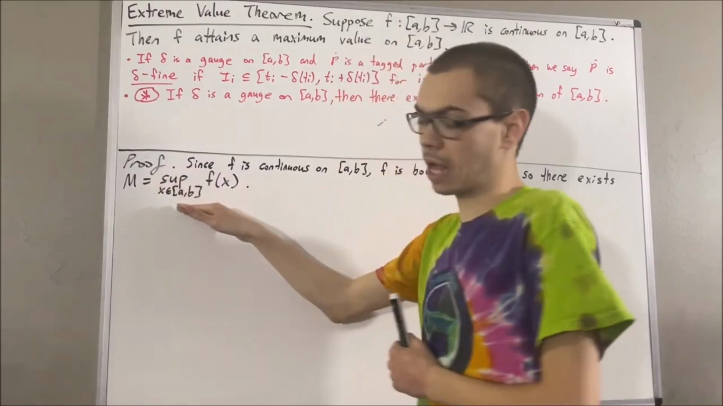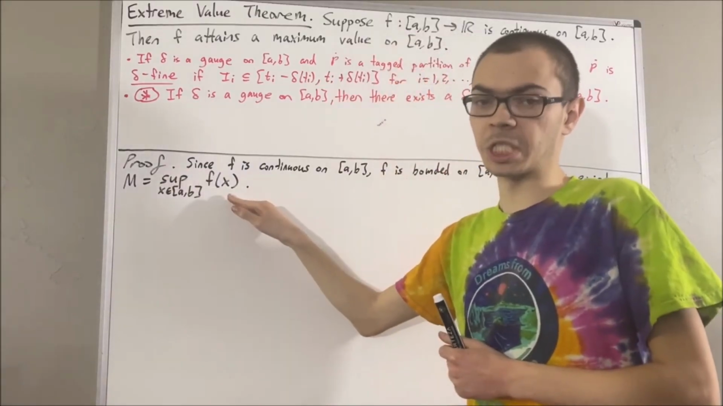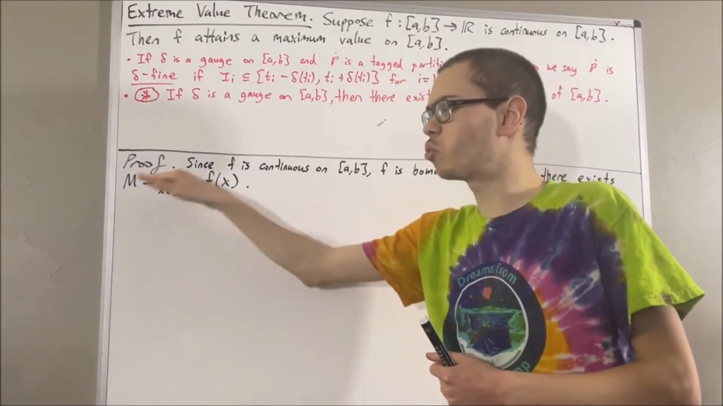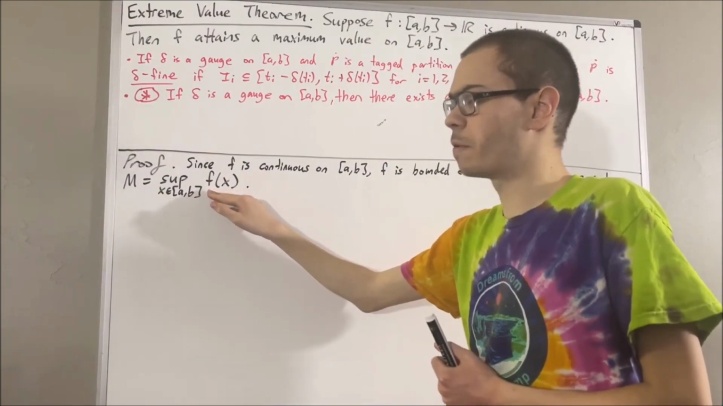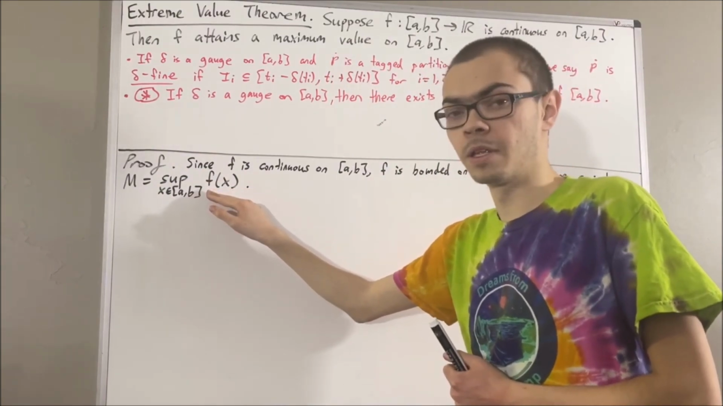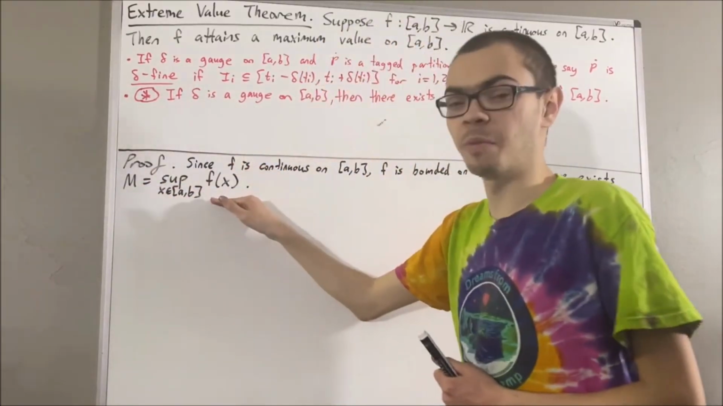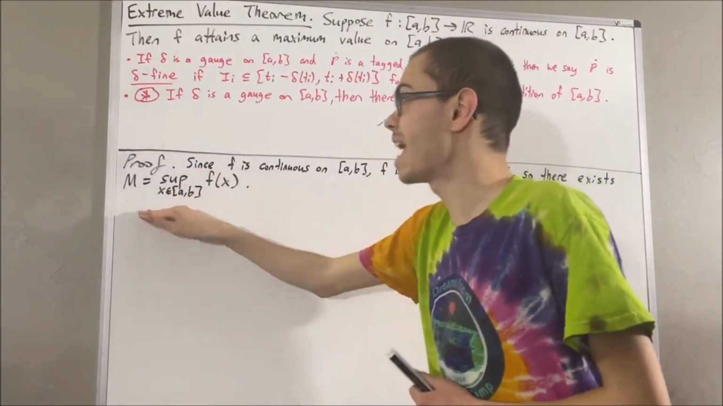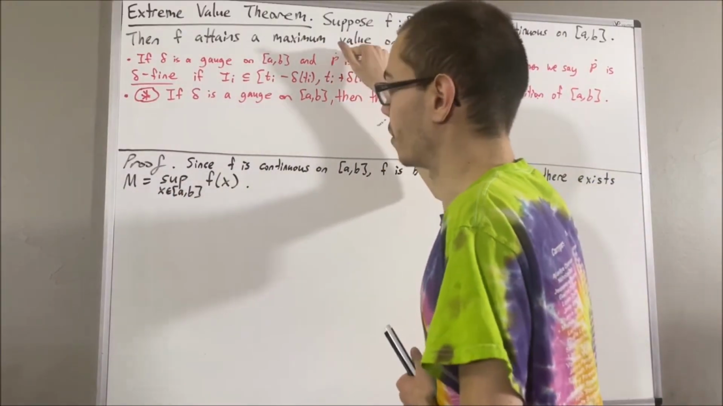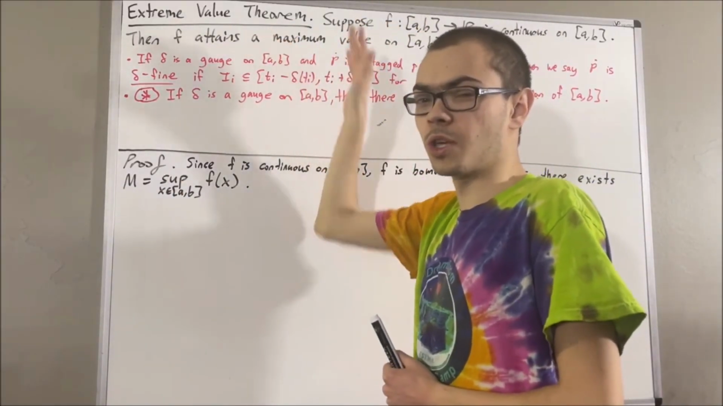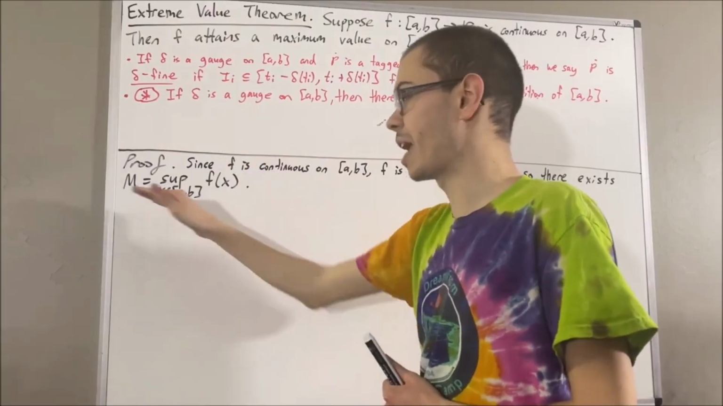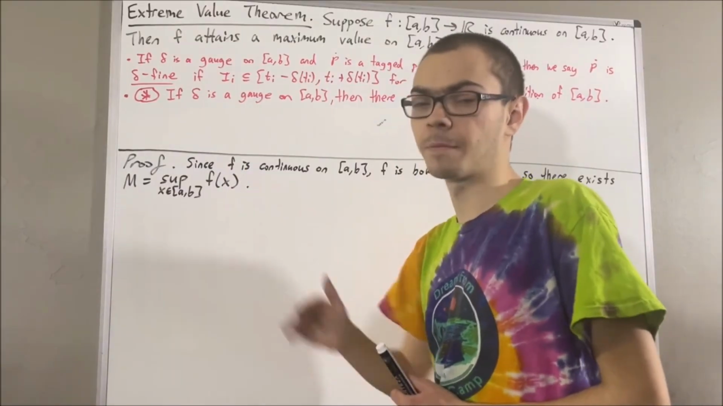So m is an upper bound of the output values of the function f, which means m is greater than or equal to every output value of the function f. So then, if we can show that m is itself an output value of the function f, that implies m is the maximum value for f. So our whole goal from here is to show that m is an output value of the function f.